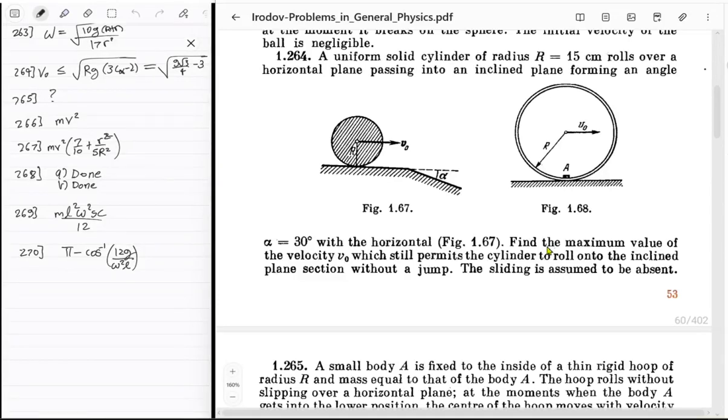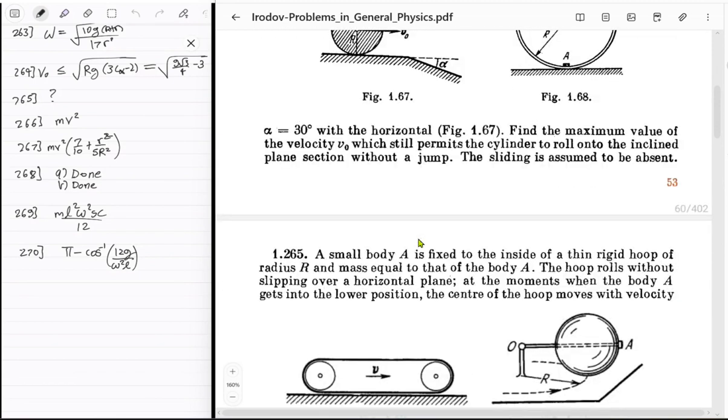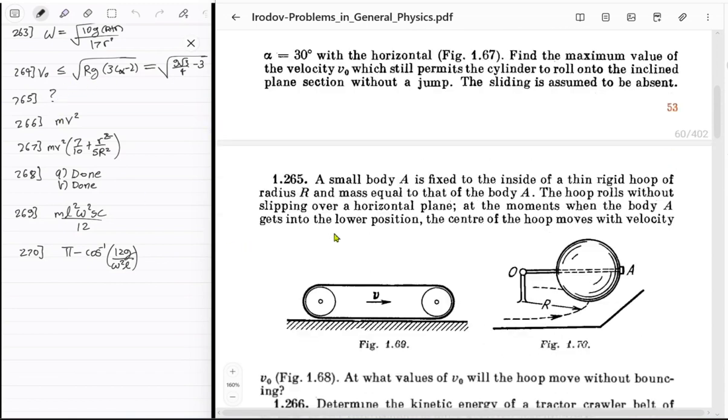Right, so 265, this question is a really tedious one. Wait, not 265. What was it? Yeah, 265 actually.